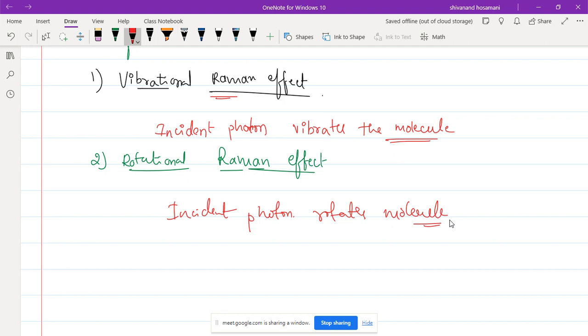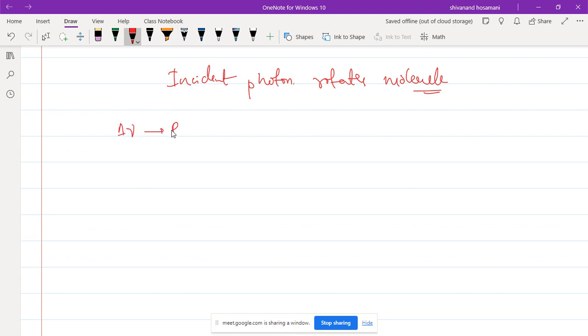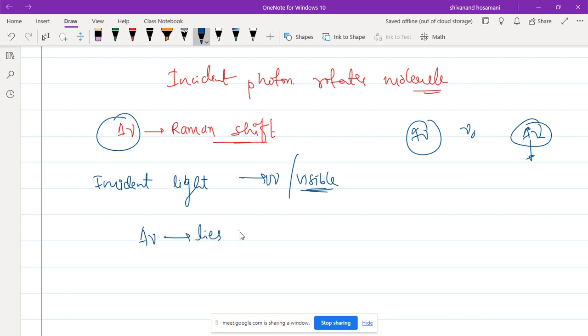So the Raman shift lies in the infrared region of the electromagnetic spectrum. It is a characteristic feature of the molecule. Moreover, note this delta nu is called the Raman shift. Here the incident light is UV or visible. But the shift happens: nu naught may be higher by delta nu or lower by delta nu. This delta nu, this value, we call the Raman shift. It lies in the infrared region. So the Raman effect is the characteristic feature of the molecule, a special feature of the molecule.